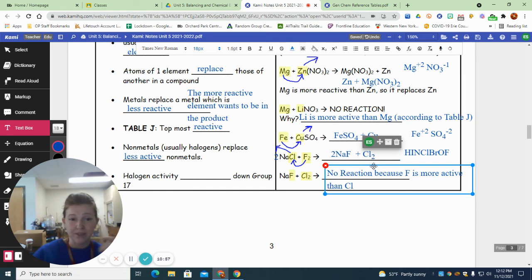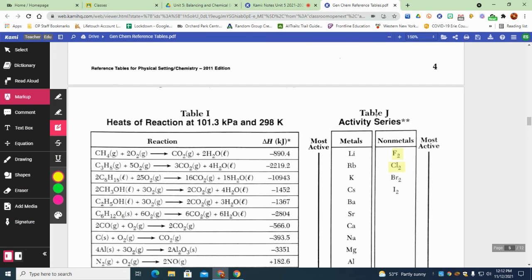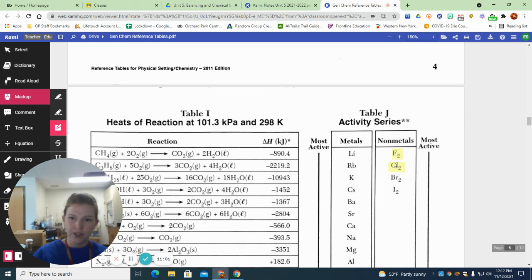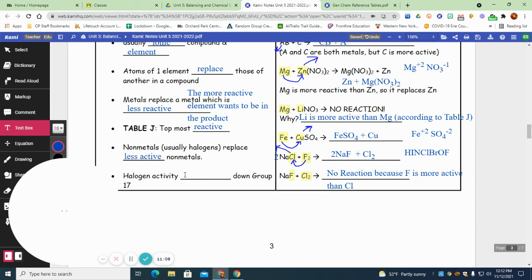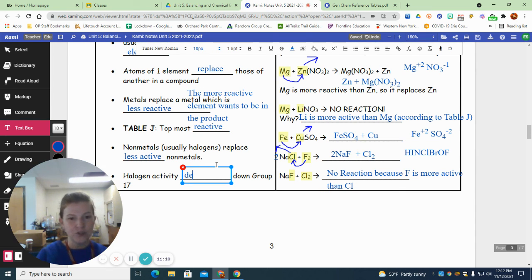Okay, so nothing happens. Now, in terms of halogen activity, so if you look at fluorine, chlorine, bromine, iodine, this is the exact same order they are in on your periodic table in group 17. So halogen activity decreases as you go down group 17, okay?